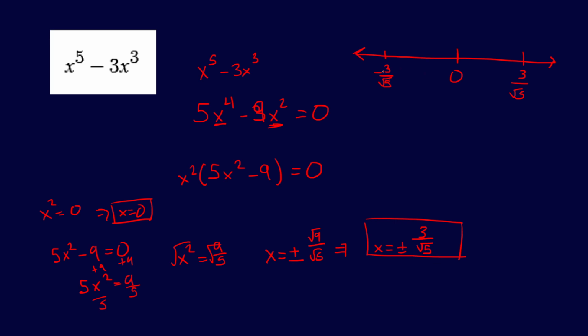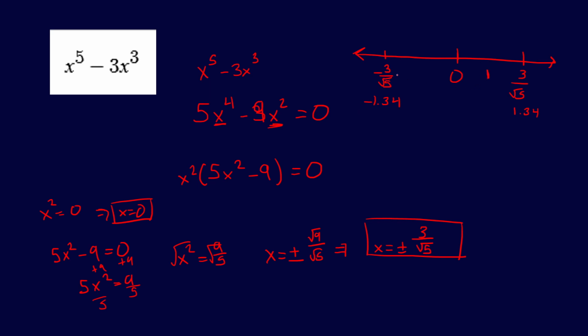I would recommend using your calculator for this so you can see what on earth this is equal to. So we have 3 divided by radical 5. That's roughly equal to 1.34. And this is just going to be the negative version. All right, cool. So let's find some in-between values.